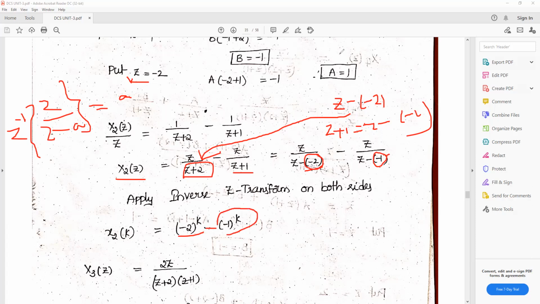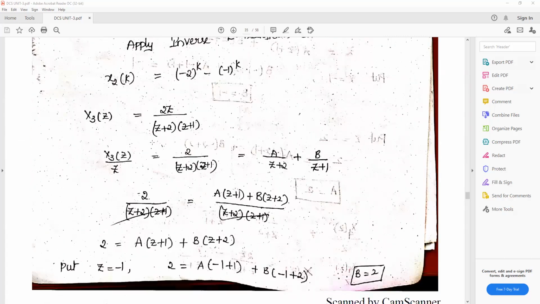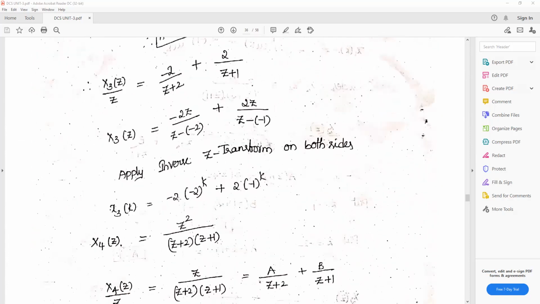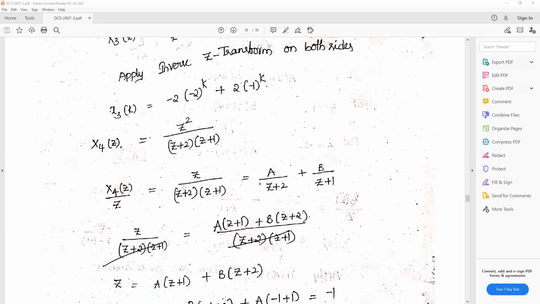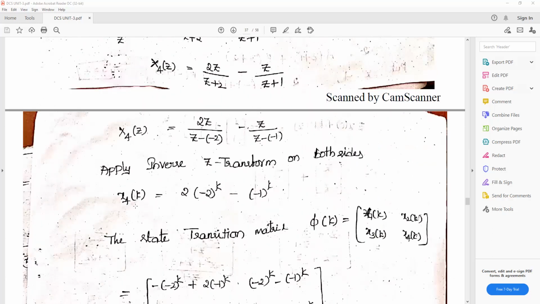Same process, calculate x3 of z. So what is x3 of z? Minus 2 of minus 2 whole power k plus 2 into minus 1 whole power k. Okay, next, the same for x4 of z. x4 of z is 2 into minus 2 whole power k minus of minus 1 whole power k.